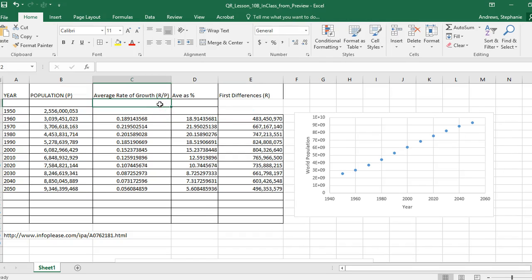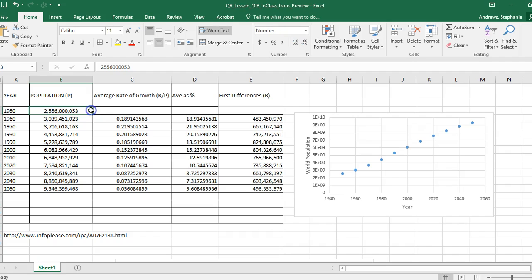We're going to look at the average rate of growth. And the average rate of growth is we're going to take our R, our first differences, and we're going to divide it by P, the population. And remember, we don't have anything in the first cell, because to do this average rate of growth, I've got to have an ending and a beginning population, then divide by the beginning.